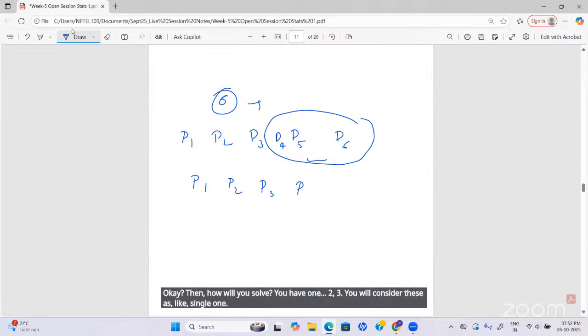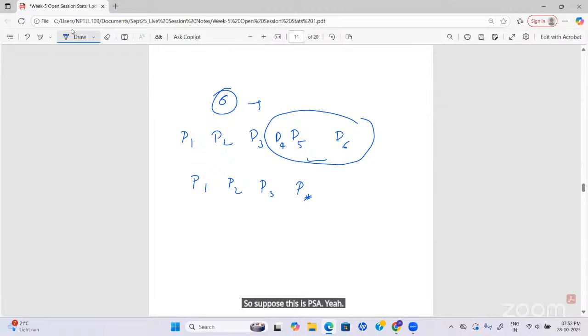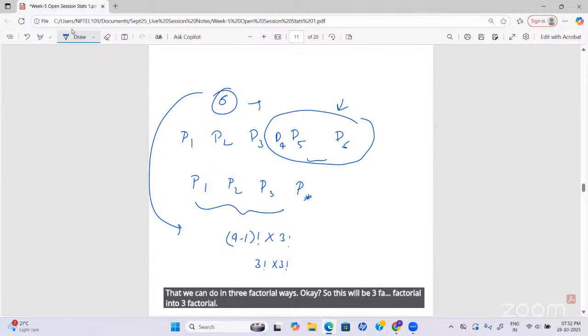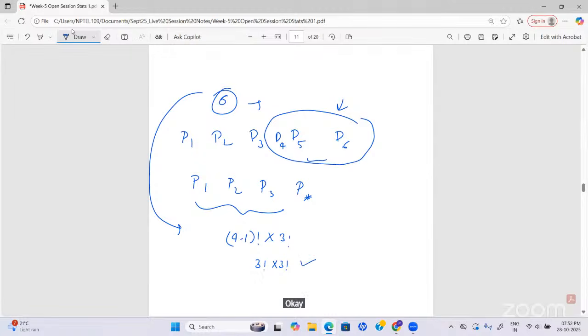Suppose this is P star. In total you have 4 objects to arrange in a circular fashion. So that will be 4 minus 1 factorial. Now you have to arrange these 3 people also. That we can do in 3 factorial ways. So this will be 3 factorial into 3 factorial. So this is the case when 3 people should always sit together.